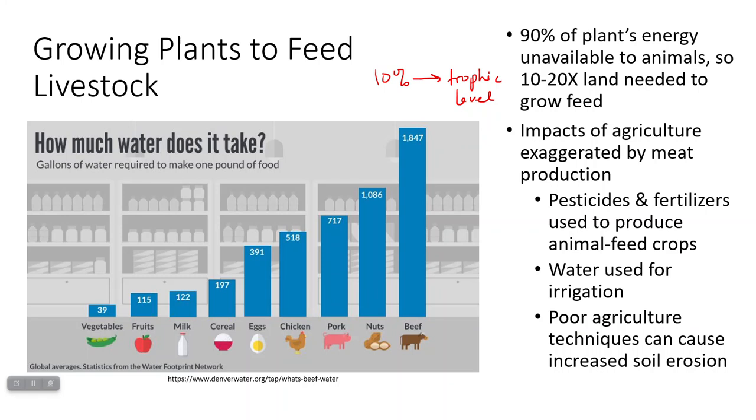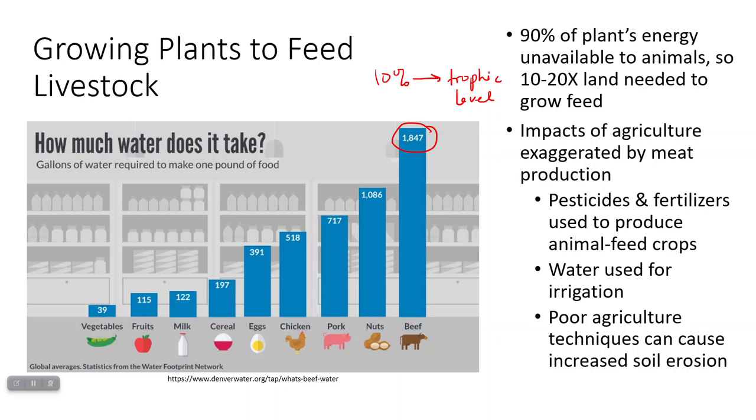So it takes a lot of vegetable matter or plant matter to support these animals. Another thing is that if you look at how much water it takes to support cattle in order to make 1 pound of food, that's about 1,800 gallons of water, because you're not just giving water to the cattle, you're also watering the plants that are being grown to feed the cattle.